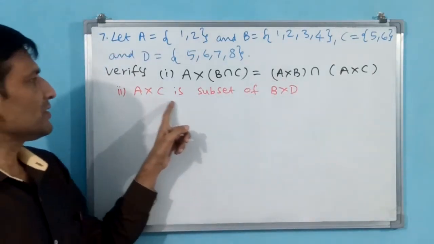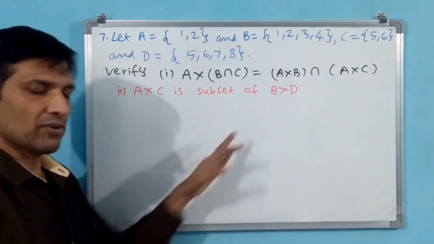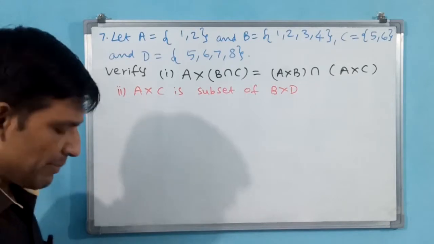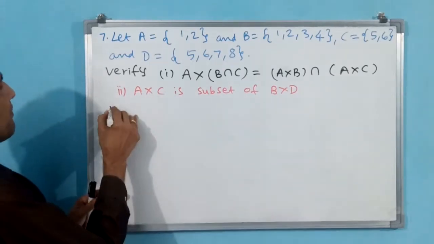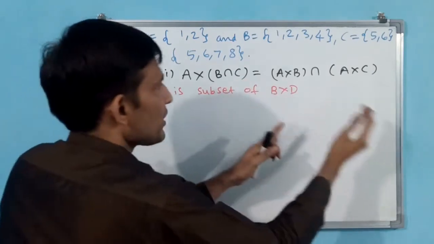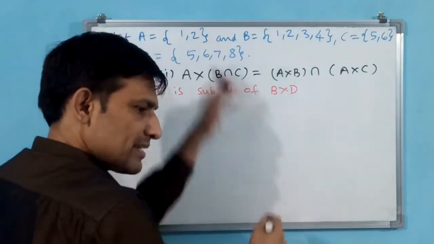Second part, A cross C is a subset of B cross D. These two we have to verify. Let us do one by one. First one I am taking, number 1: A cross (B intersection C). LHS you have to take, RHS also you have to take. If both match, then it is true.